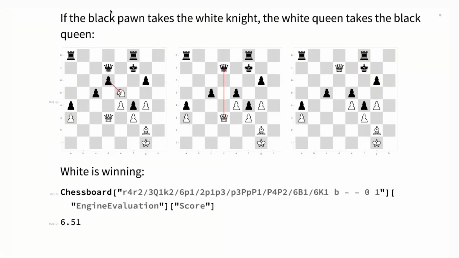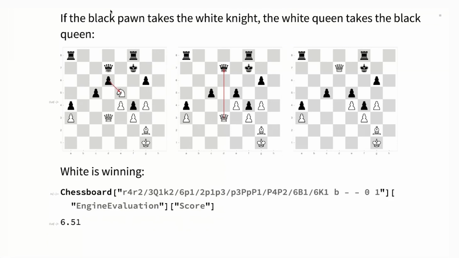So there we have it. The black pawn takes the white knight. And now in the center board, the white queen can take the black queen. That's just the result displayed in the right board. And white is winning. You see the evaluation from Arisan, a 6.51.